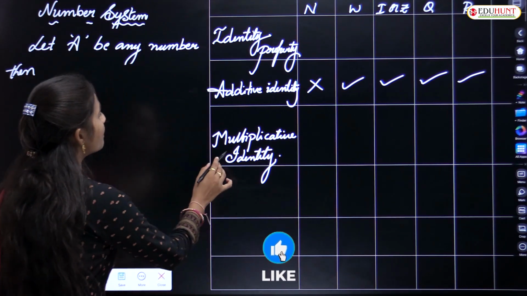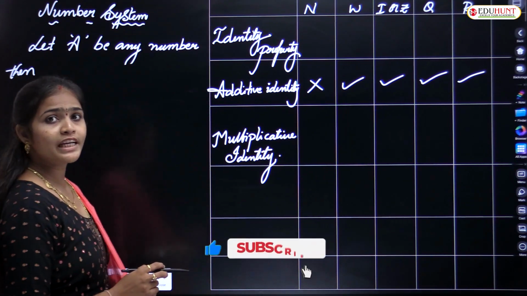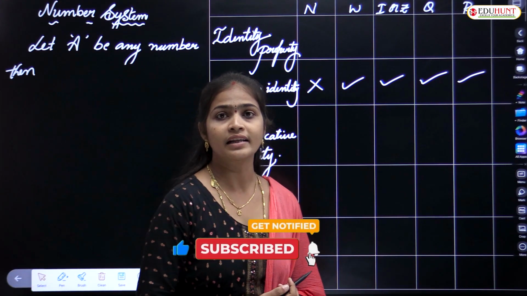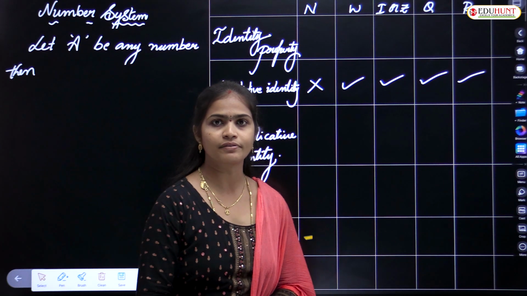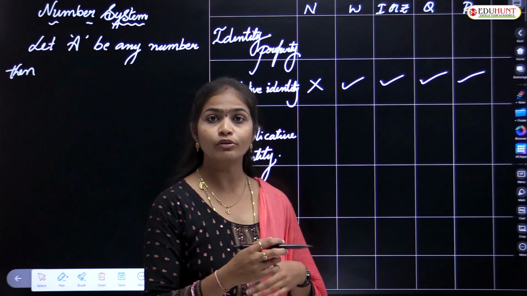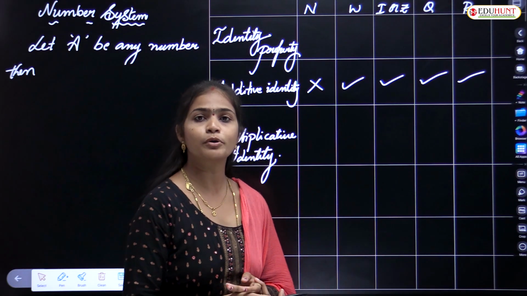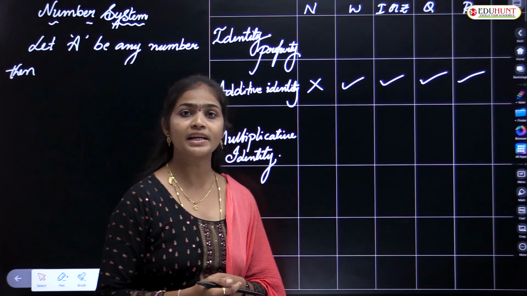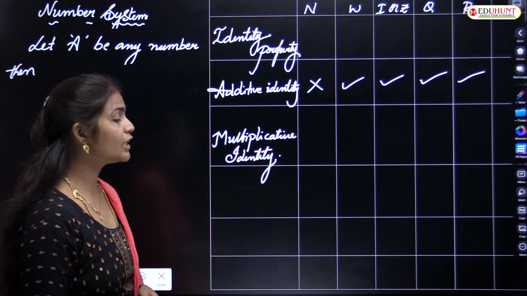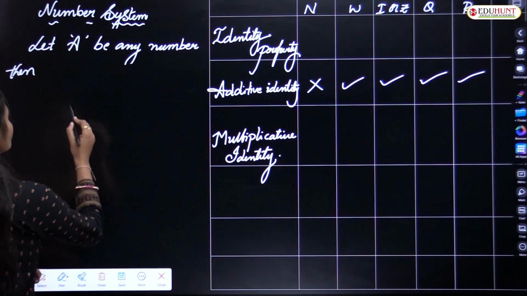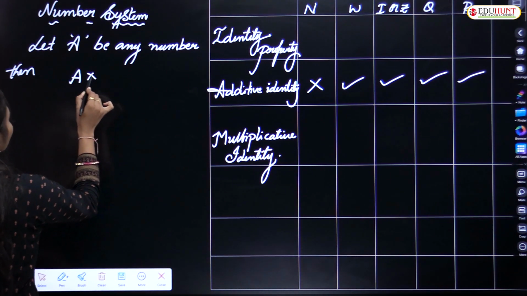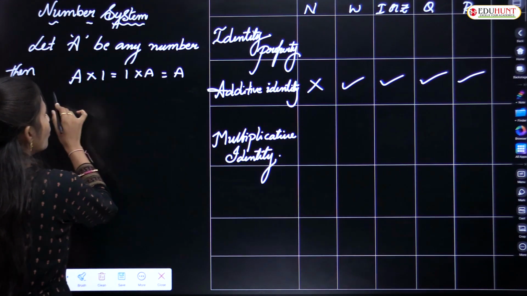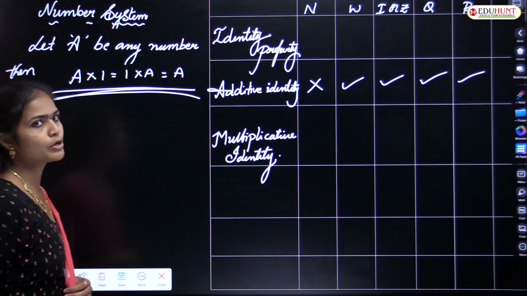Okay, next one, multiplicative identity. Multiplicative identity means if you multiply any number with 1, then you will get the same number itself. By which number can you multiply any number so that the product is also the same number? If you take 1, then only it is possible. So a into 1 is equal to 1 into a is equal to a. Only in this case it is possible.